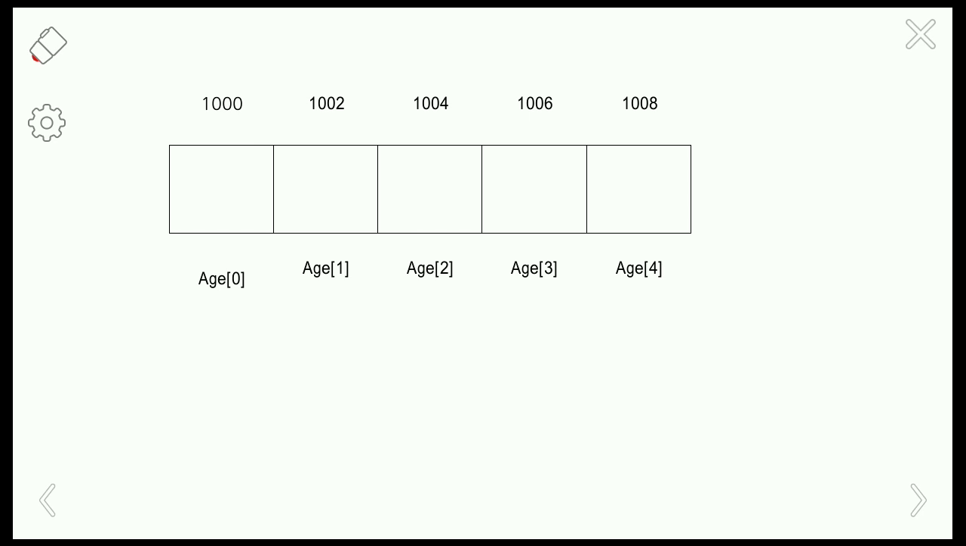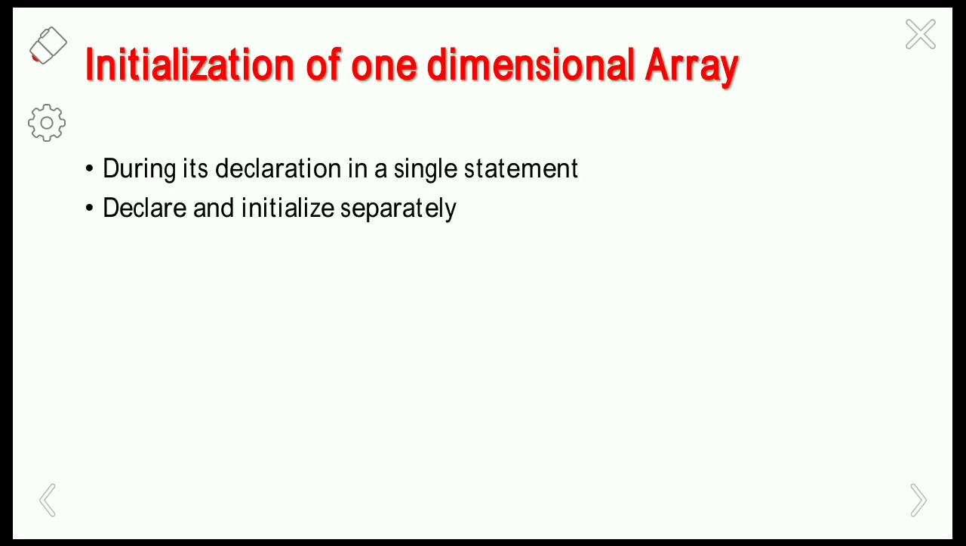If you want to access the first person's age, that is age of 0, and if you want to access the third person's age, then age of 2 must be accessed. So this is the declaration of the one-dimensional array. Now let us see the initialization of the one-dimensional array. It can be done in 2 ways. In the first method, declaration and initialization are done in a single statement. In the second method, it is done by declaring and initializing separately.